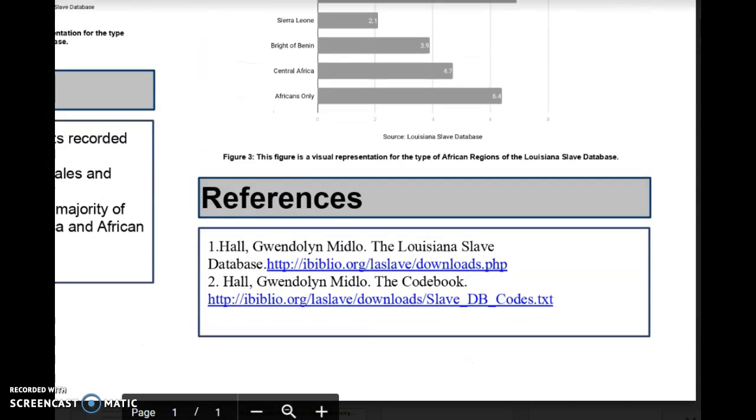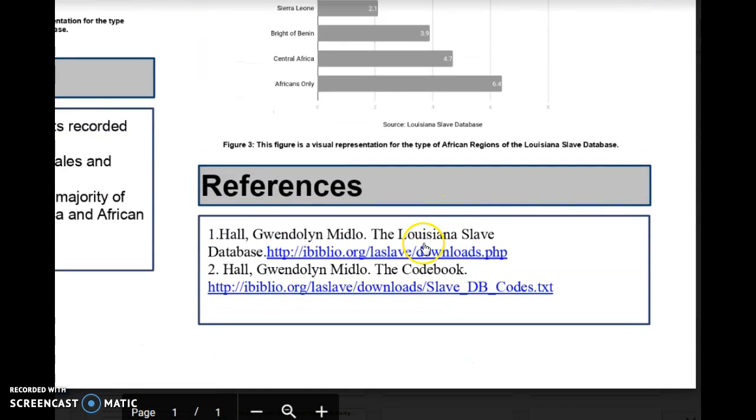And this is my reference. Both came from Dr. Hall, the Louisiana Slave Database, and the Code Book.